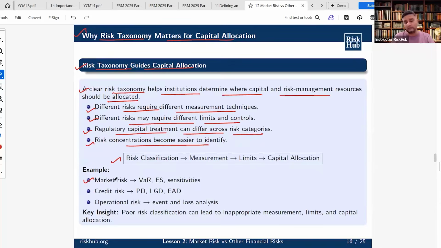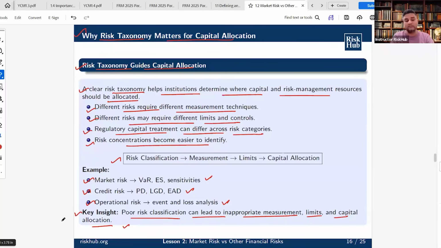For example, for market risk, you try to find out VaR and sensitivity; for credit risk, PD, LGD, EAD; for operational risk, event and loss analysis. Key insight: risk classification leads to appropriate measurement, limits, and capital allocation. The slide basically gives you 4 reasons classification matters. Different risks need different measurement techniques, different limits and controls, different regulatory capital treatment, and clear identification of concentration.